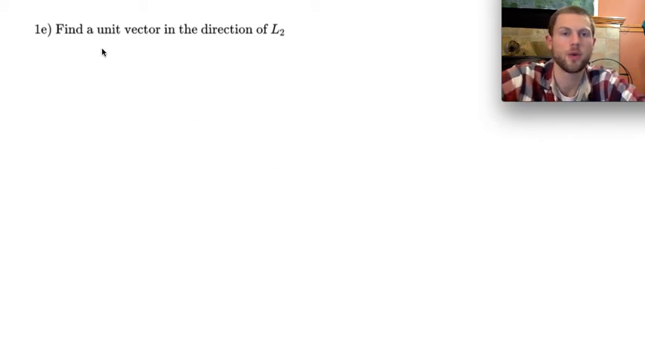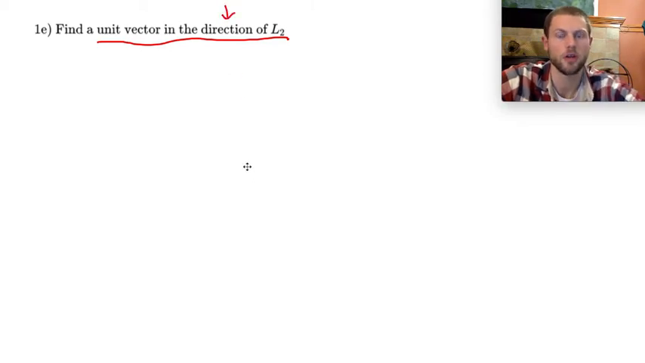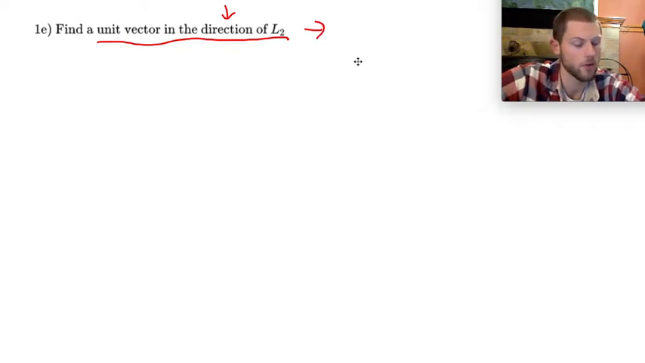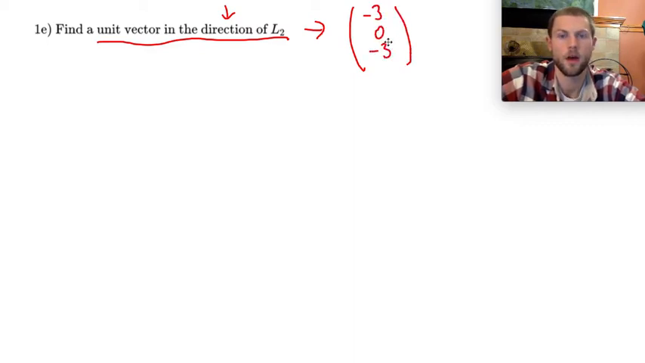For 1e, we want to find a unit vector in the direction of L2. So the key word here is that it's in the direction of L2. So I need to take the direction vector in my L2 equation, and the direction vector in my L2 equation is -3, 0, -3.